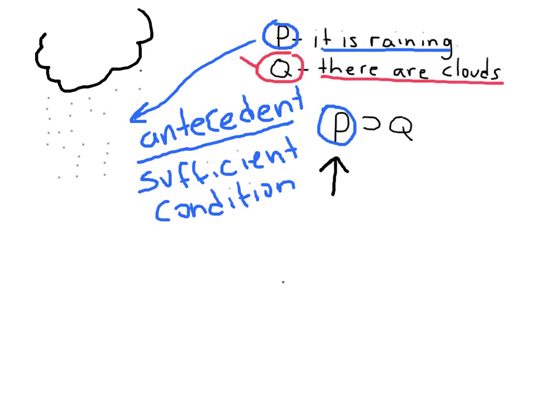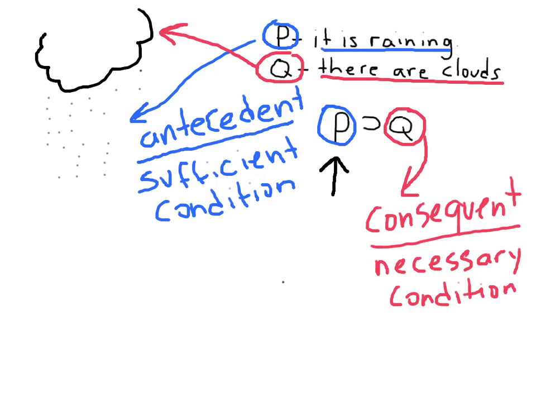Here, that there are clouds refers to the consequent of the conditional and the necessary condition. So while the terminology here might seem a little confusing, it actually makes sense here. It must be the case that there are clouds for it to be the case that it is raining. So that must here refers to the necessary condition.